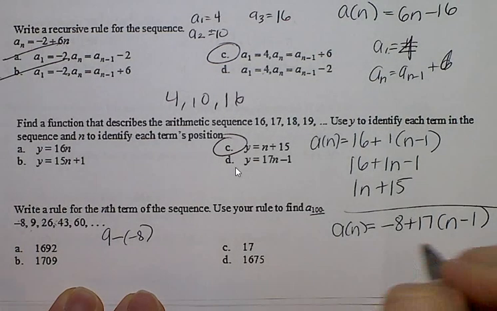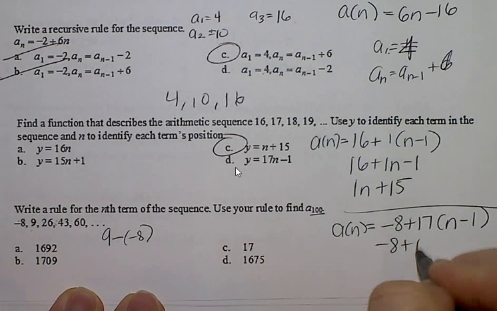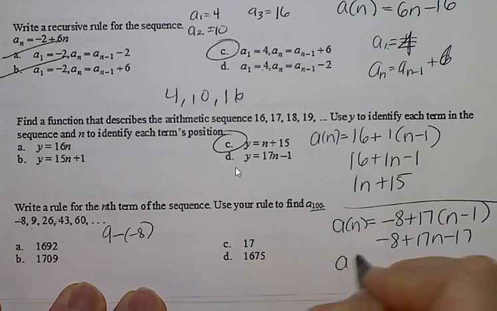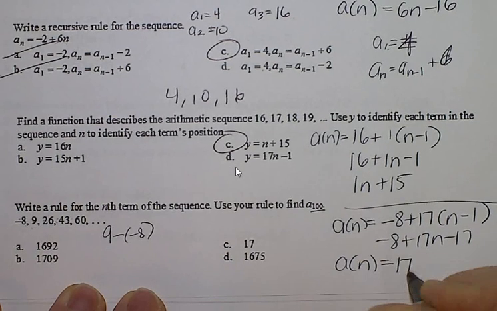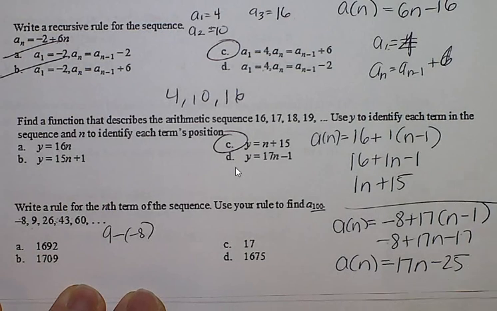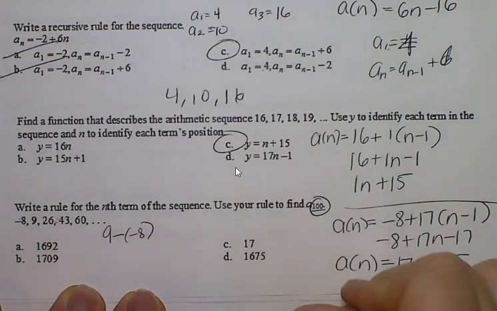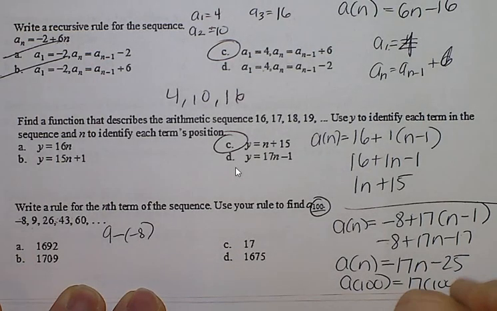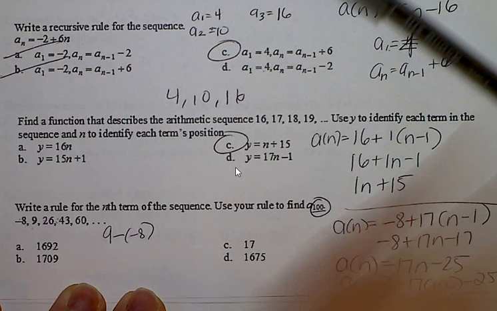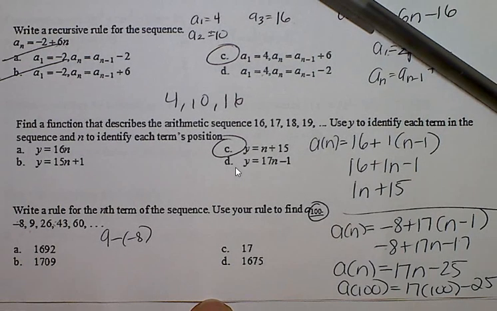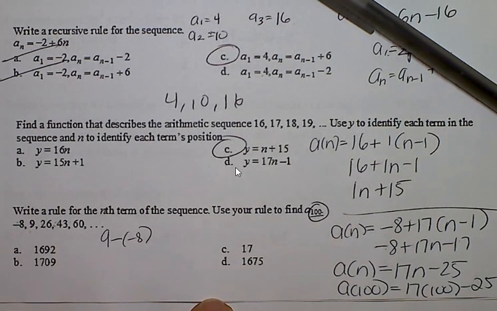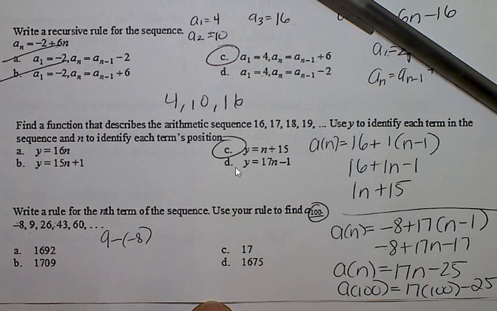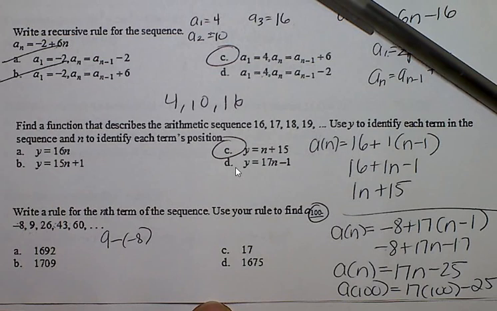I'm going to distribute the 17 and combine like terms. 17n and negative 8 and negative 17 is negative 25. Now when we're asked to find the 100th term, you can grab your calculator and substitute 100 in for n and solve. I'm getting an answer of D, but I'd like somebody to check that with me, please. Yes, are you agreeing with me?